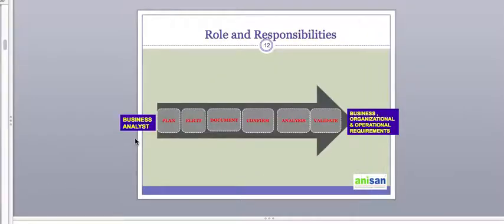The business analyst will plan for business analysis planning and monitoring. He will elicit the requirement, document the requirement, confirm the requirement, analyze and validate the requirement. The business, organization and operational requirements become, right, your functional requirement document.